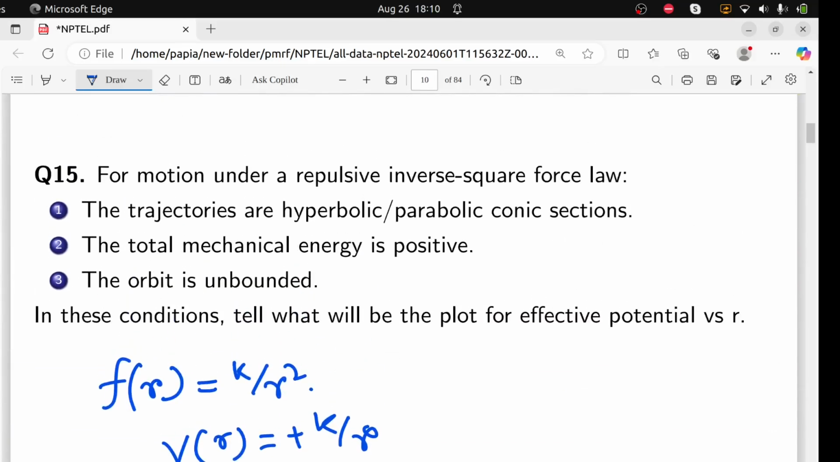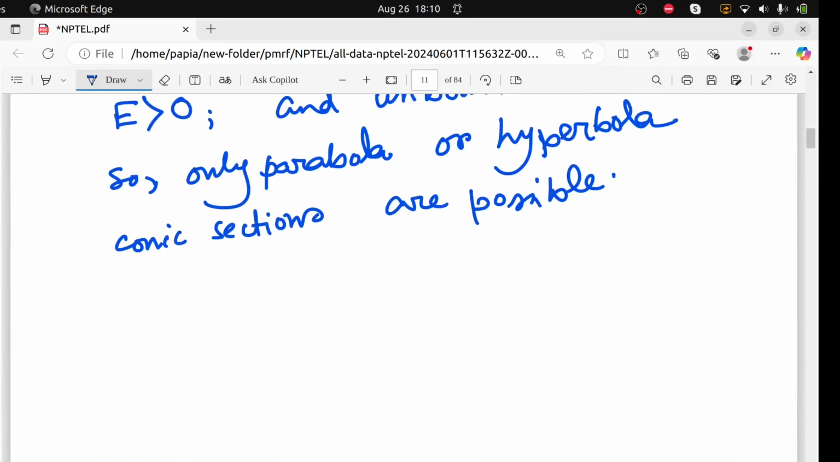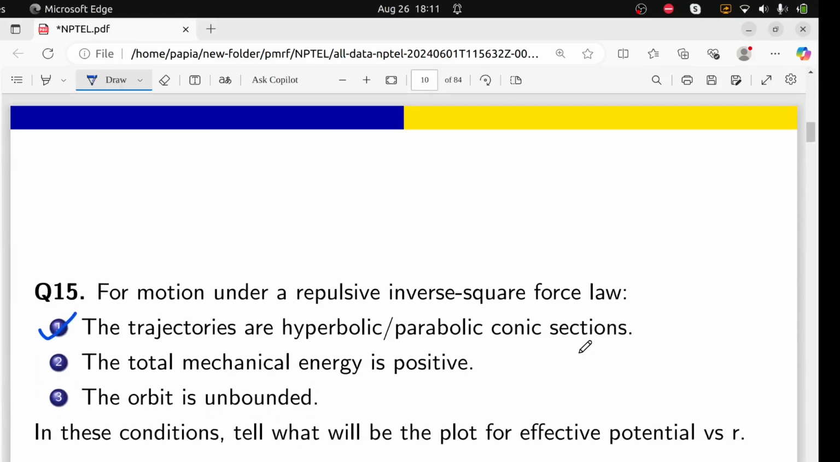Now the trajectories are hyperbolic or parabolic conic sections. That is correct. The total mechanical energy is positive. Yes, the total mechanical energy is positive always, because for this case it is, okay. So this is also correct. Now the orbit is unbounded. Yes, the orbit is unbounded.